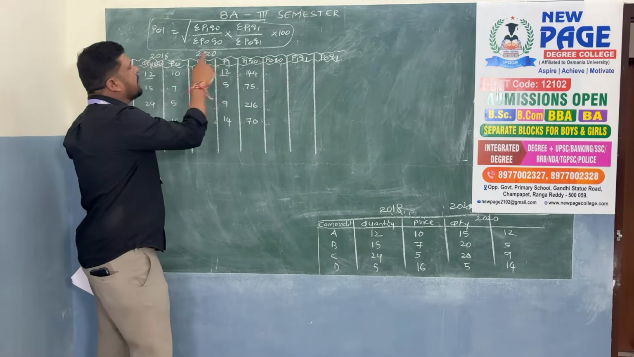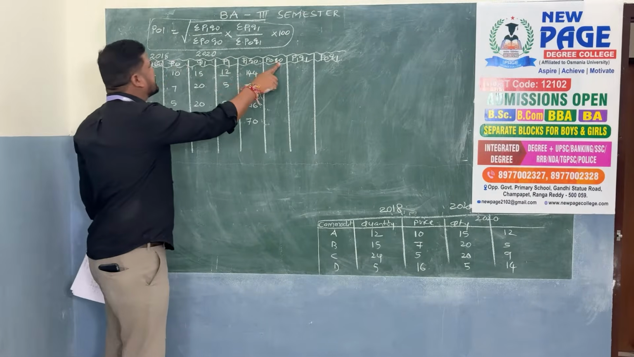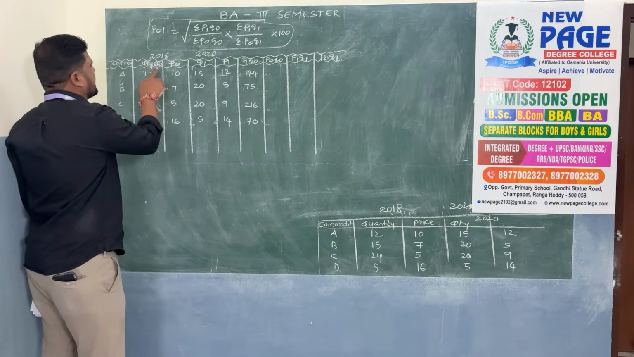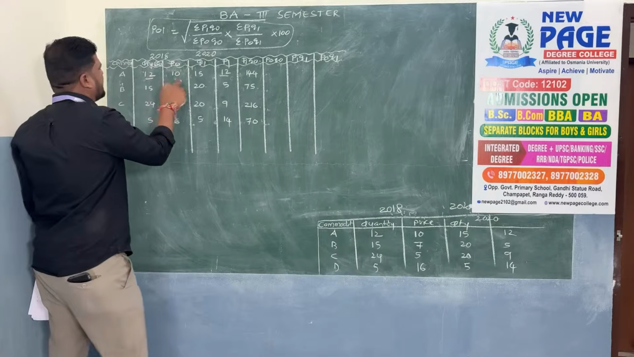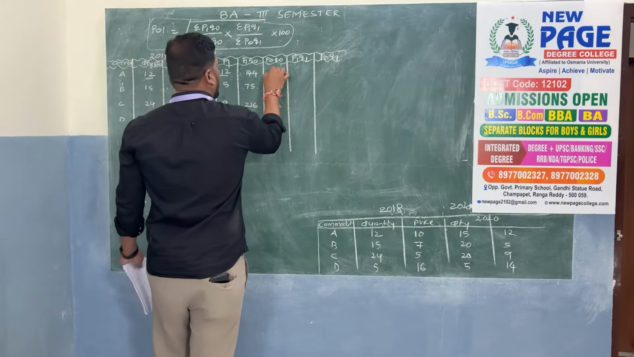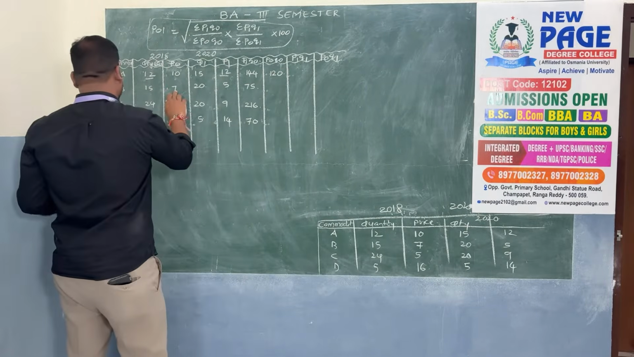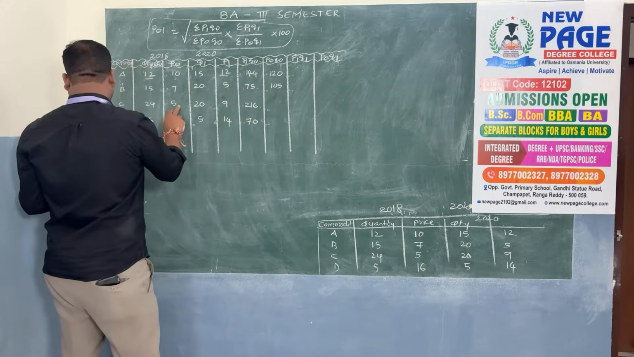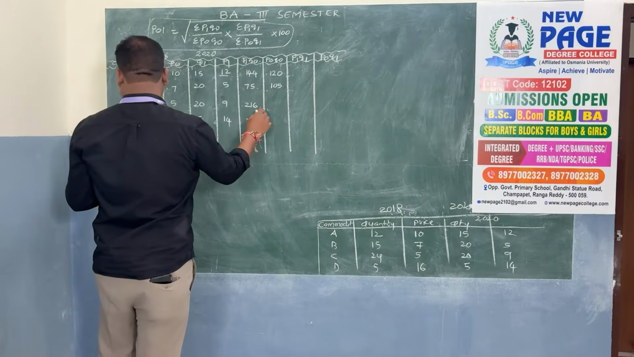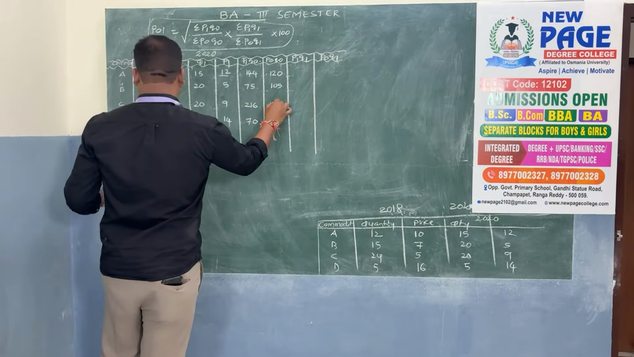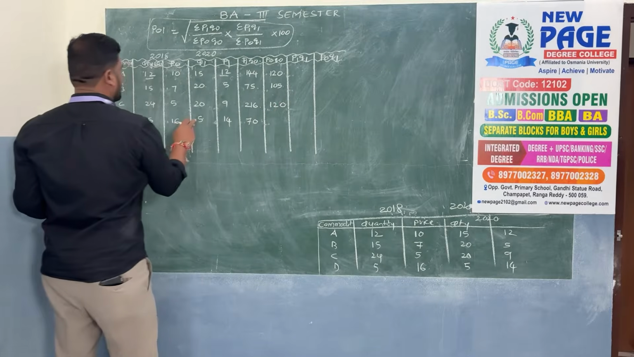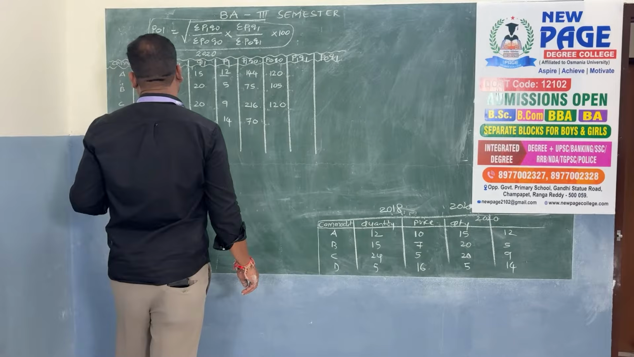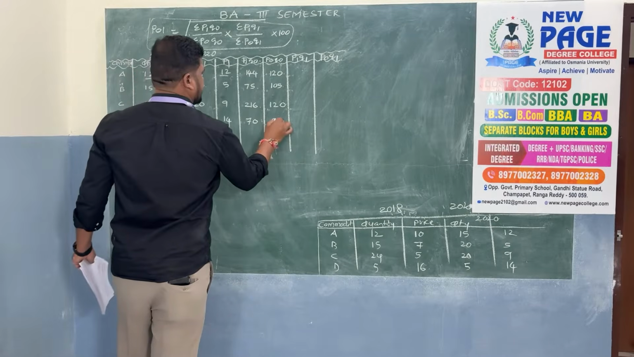Next, P0 into Q0. P0 means base year price, Q0 is equal to base year quantity, right? Here Q0 is equal to 12, P0 is equal to 10. 12 into 10, 120; 15 into 7, 105; 24 into 5, 120; 16 into 5, 80.